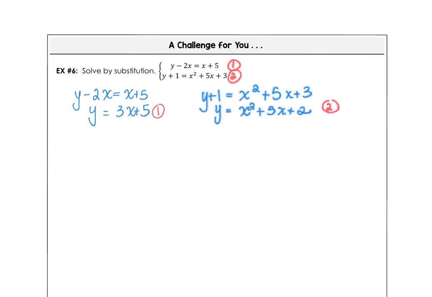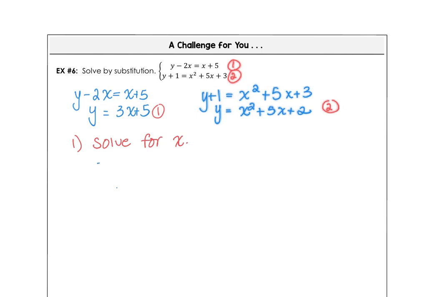Now in our last example, we have a little bit of a challenge. So I took equation 1 and I got y alone. Then doing the same thing for equation 2, we have y alone. Our job is to find the intersection point. So first thing, just like previously, we want to solve the equations so that we have an x value.